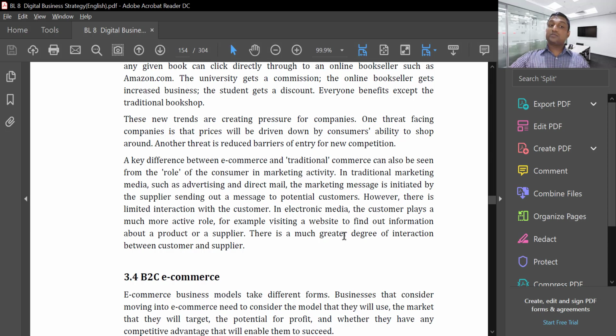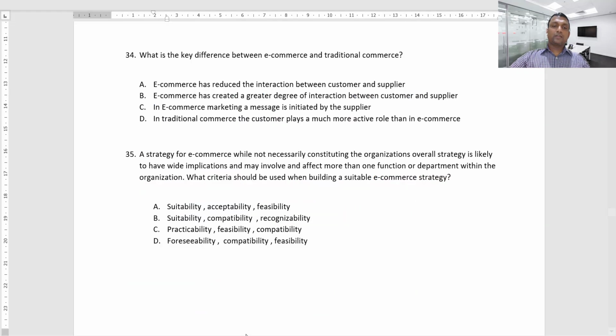In electronic media, the customer plays a much more active role. For example, visiting a website to find out information about the product or supplier. There is a much greater degree of interaction between customer and supplier. So the idea here is, in e-commerce compared to traditional commerce, there is more customer interaction. More customer interaction means that the customer is engaged with the organization during the process, not like in traditional commerce.